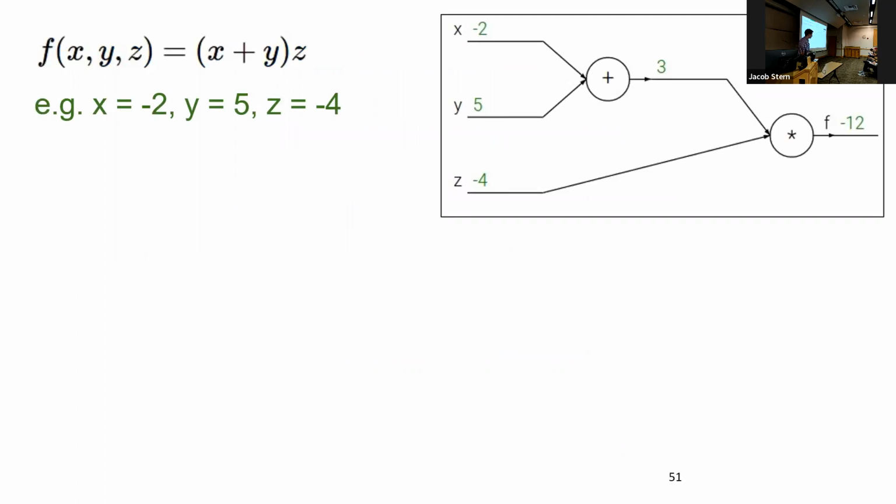Let's first draw a computation graph. So we're going to take x and y, apply an add operation, give us our intermediate variable q, and then we will apply the multiply operation on q and z to get our output. And we're going to assign input values. So x is -2, y is 5, and z is -4. We're going to use the chain rule of derivatives to compute the derivative of f with respect to x.